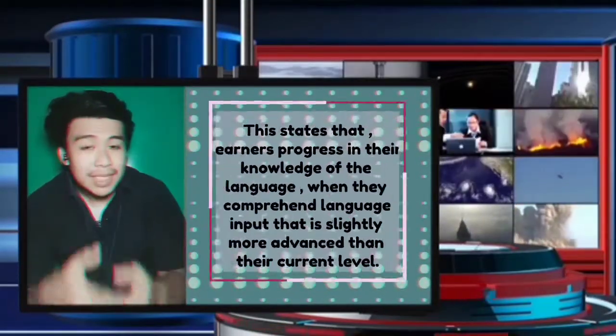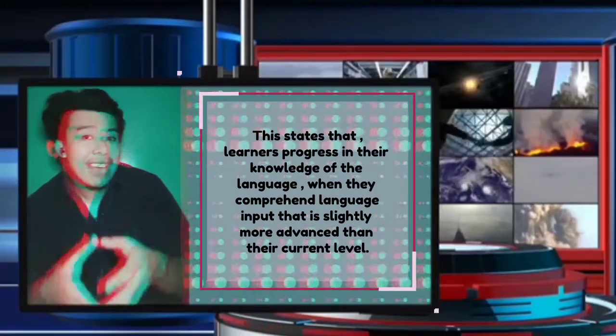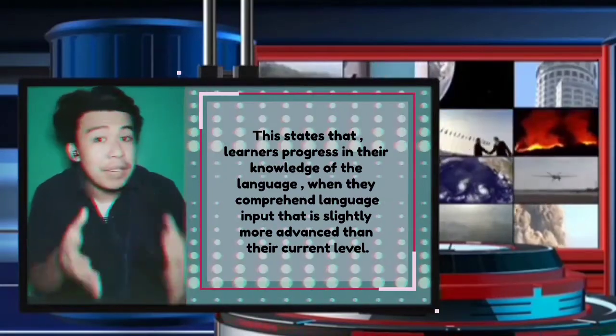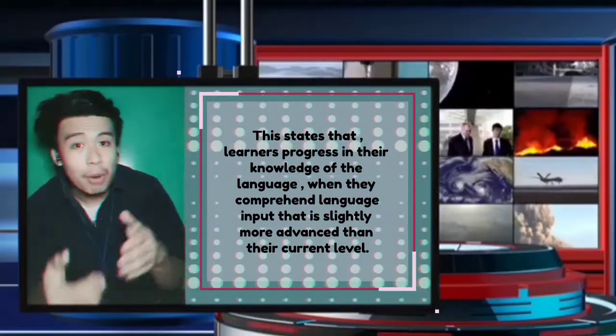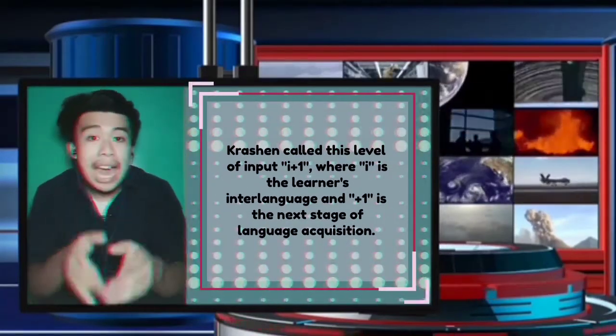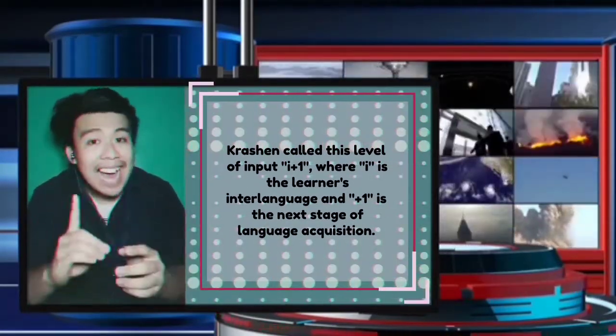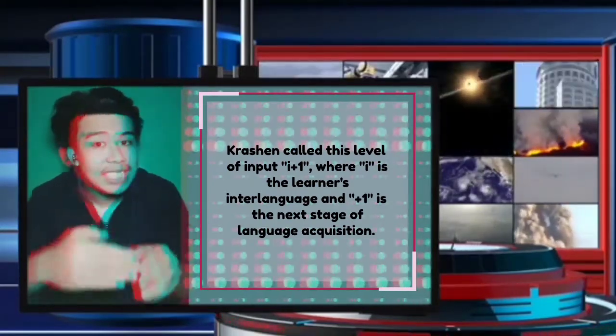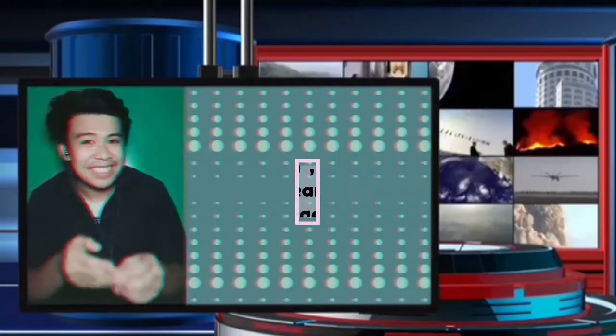Well, if you can't understand the example of comprehensible input, I'll explain it again. My example states that a learner progresses in their knowledge of the language when they comprehend language input that is slightly more advanced than their current level. Krashen called this level of input I+1, where I is the learner's current language level and +1 is the next stage of language acquisition. Did you get it now? Yes, you got it.